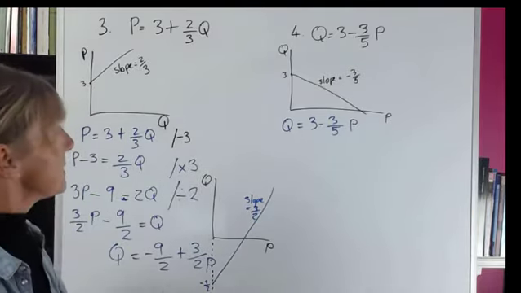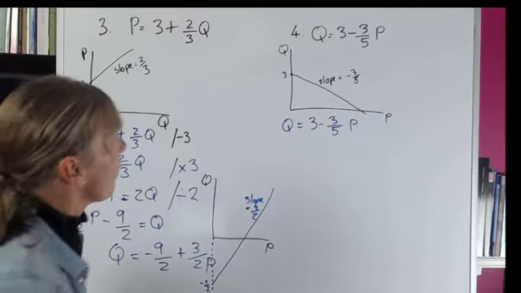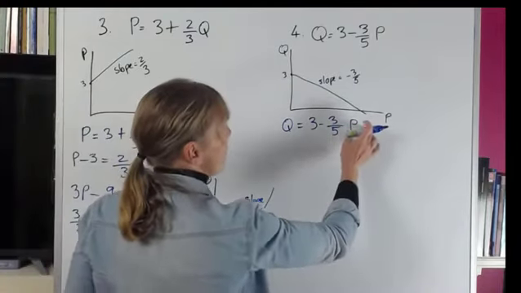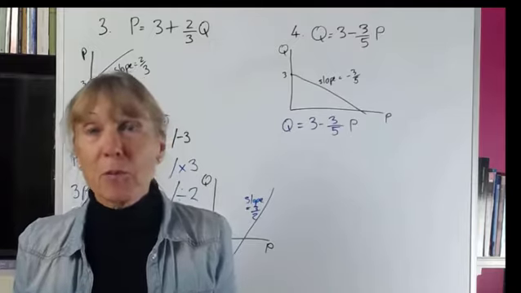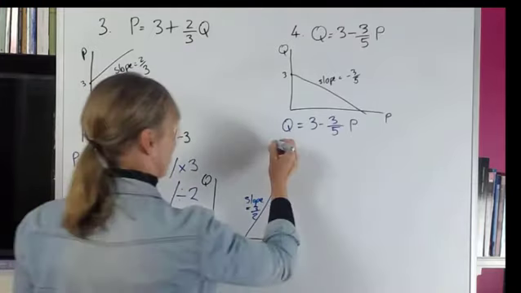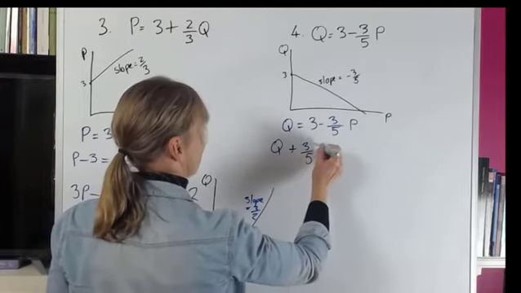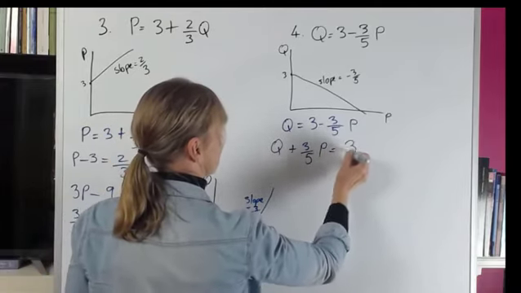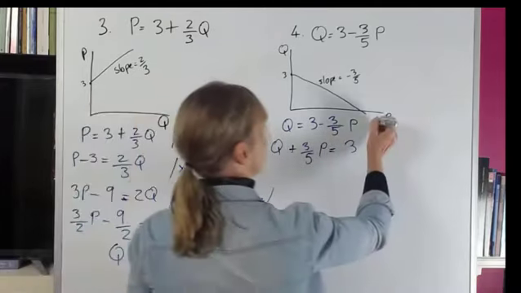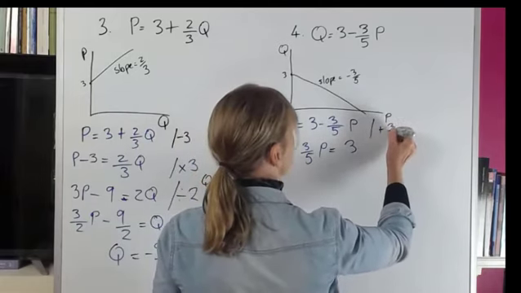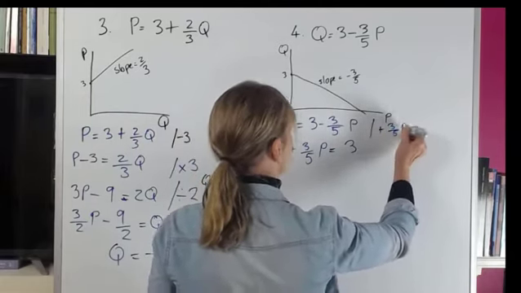All right, how about this one? Right, so we want to put it in terms of P, but we notice P is negative, so best practice tells us let's make that bit positive first. Okay, so what did I do? I added 3 over 5 to both sides.